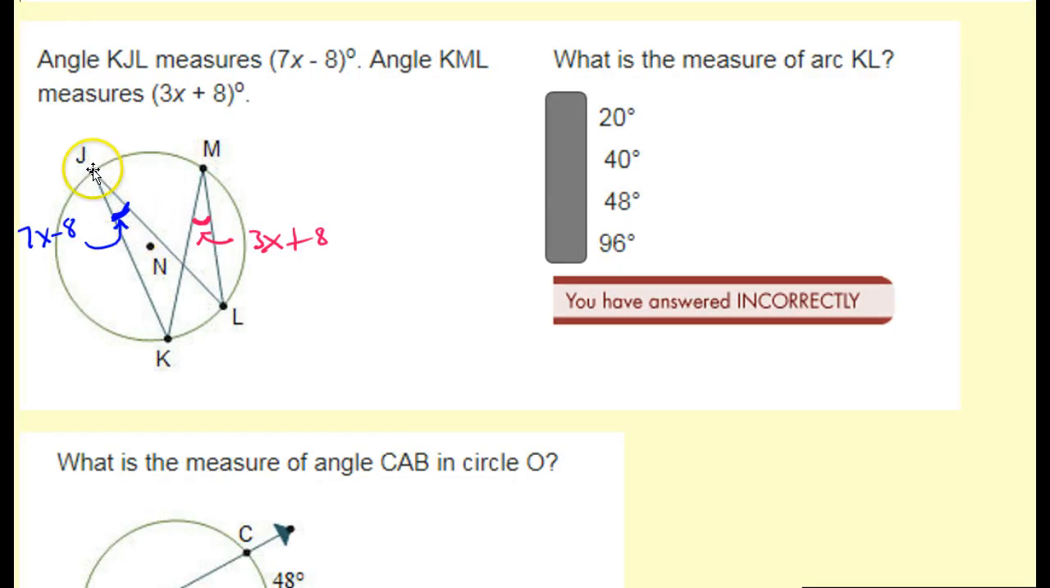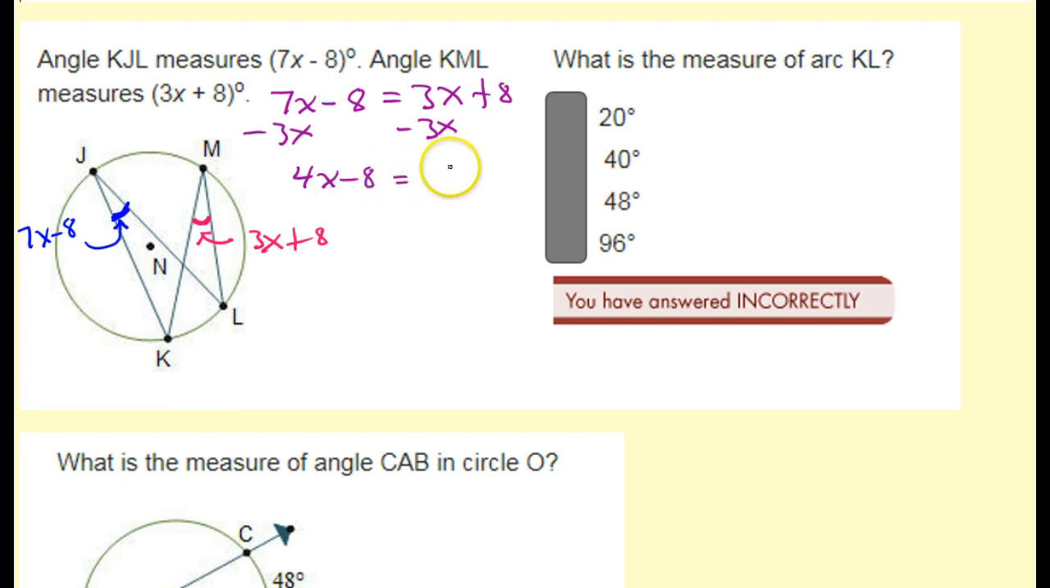So anyway, we have this inscribed bow tie situation. Again, the angles on the same side of the bow tie are going to be the same. So that tells me that these are equal to each other, so I can set them equal and solve for x. 7x minus 8 should equal 3x plus 8. Subtract 3x from both sides: 4x minus 8 is equal to 8. Add 8 to both sides: 4x equals 16. Divide both sides by 4: x equals 4.